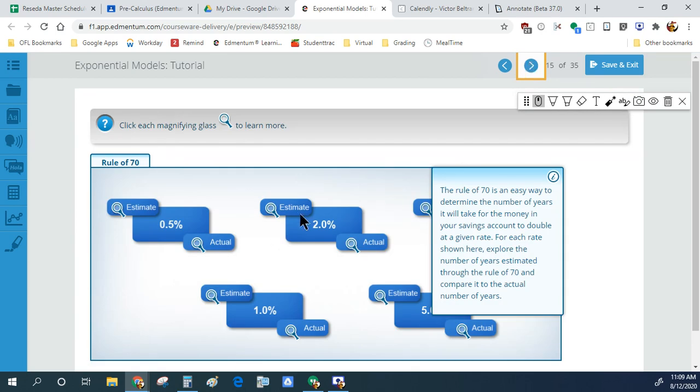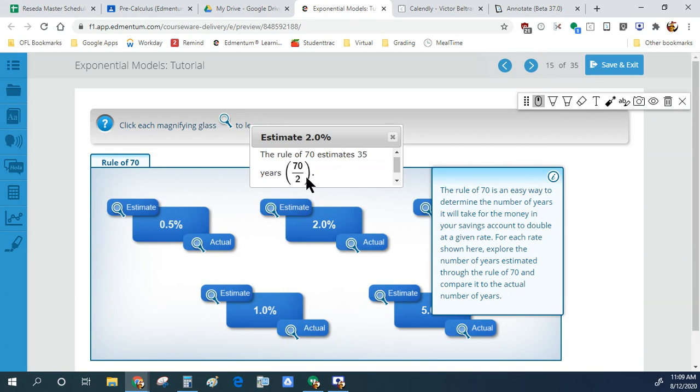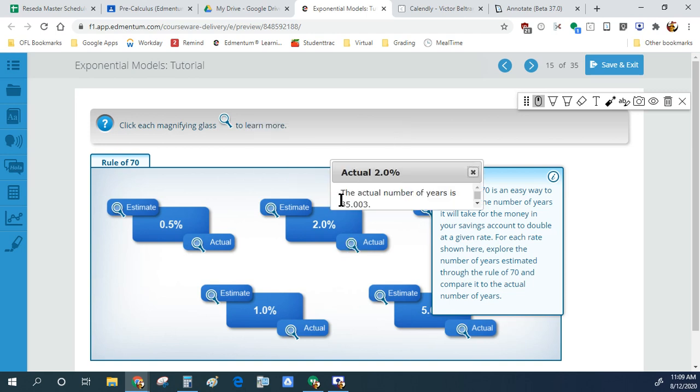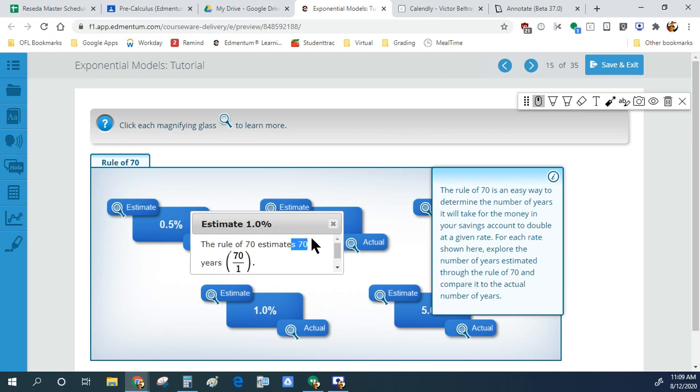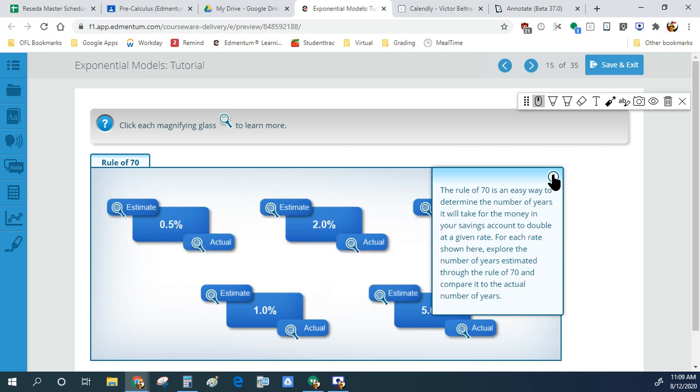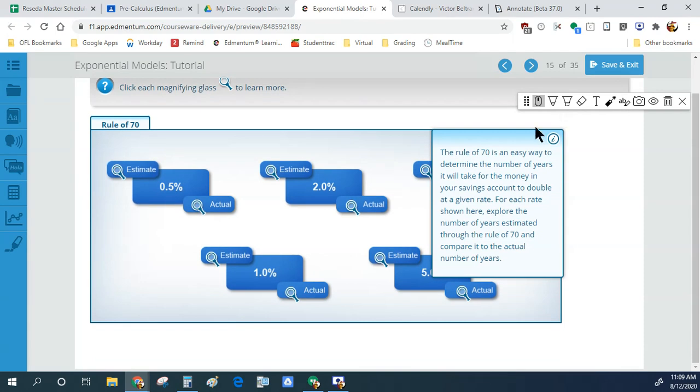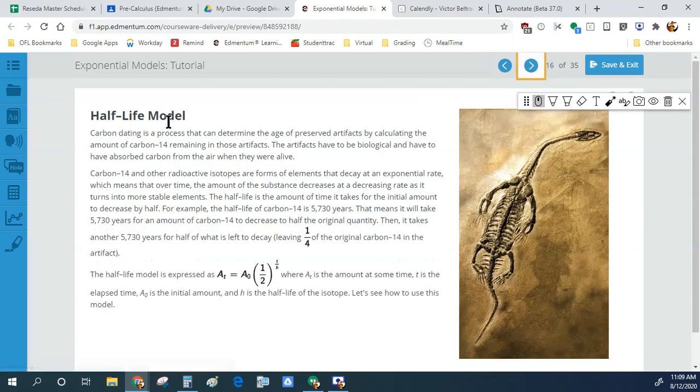So if we're doing 2%, remember their estimate was 70. So 70 divided by 2, it's going to take 35 years for something to double. The actual amount would be closer to 35 and this fraction right here. So this is actually a pretty good estimate. Our estimate for 1% should be 70 years to double, but the actual amount would be like 69.66. So it's pretty spot on, the 70 rule. This part's pretty simple, pretty straightforward.